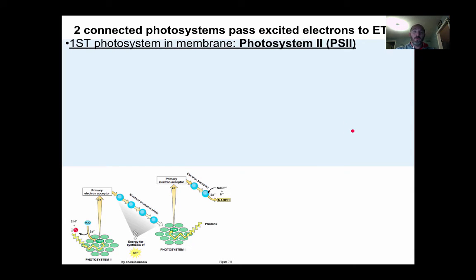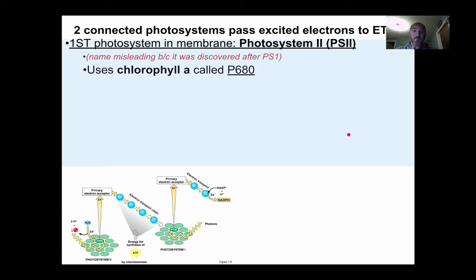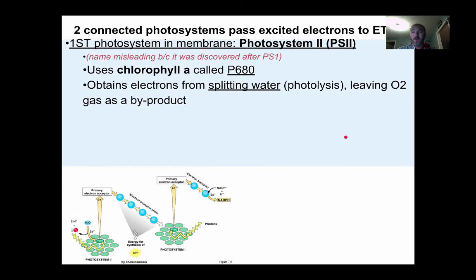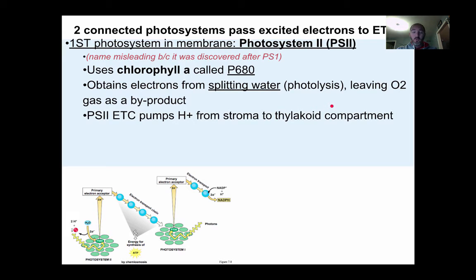All right, so the first photosystem in the membrane is photosystem 2. Remember, it says photosystem 2 because it was discovered second. It's going to use chlorophyll A. It's not important that you know P680. That's just icing on the cake, but in case people wanted more detail, I threw it in there anyway. So this is going to get electrons by splitting water, and it's going to also give off oxygen gas as a byproduct.